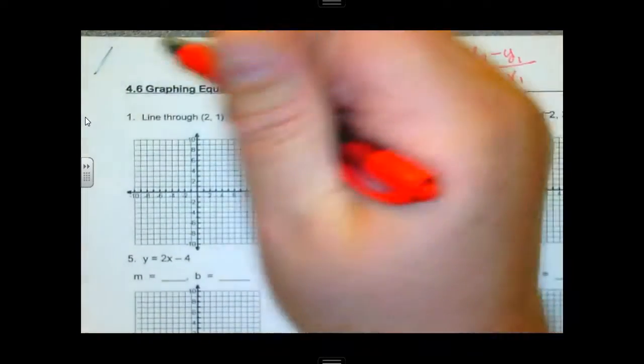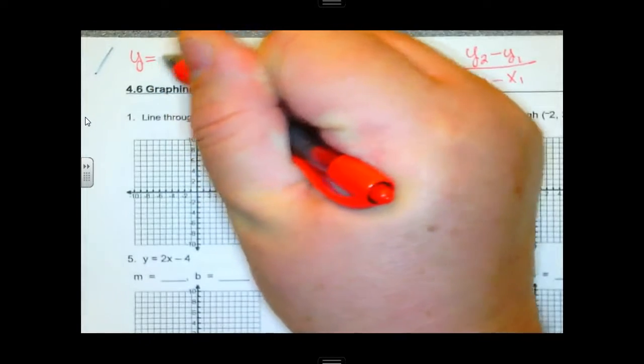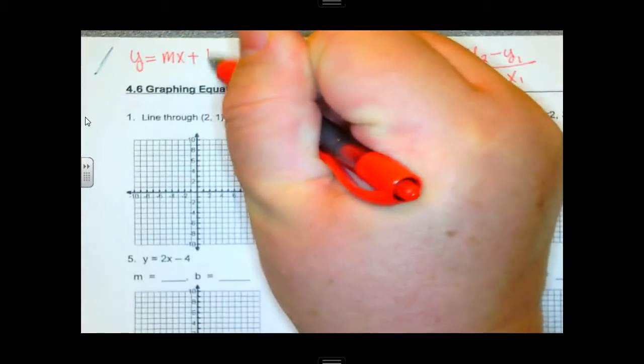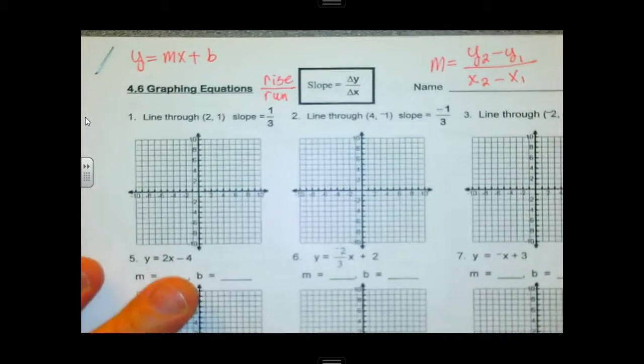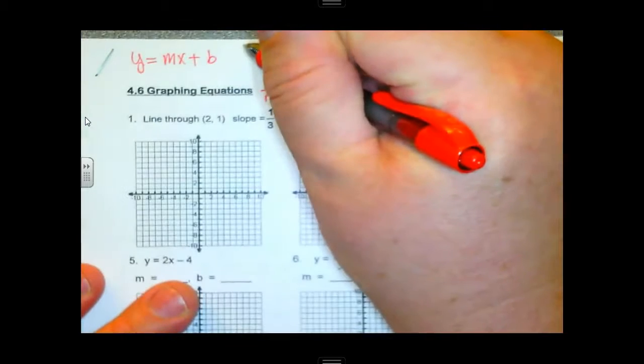And then we looked at that one equation where it says y equals mx plus b. What type of equation is that? What's it called? It is an algebraic equation, a specific algebraic equation. y equals mx plus b, right? Slope-intercept form.